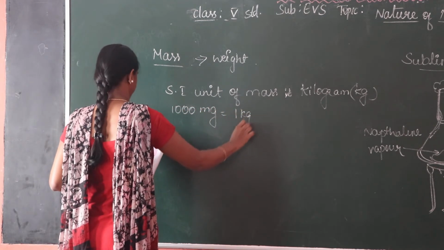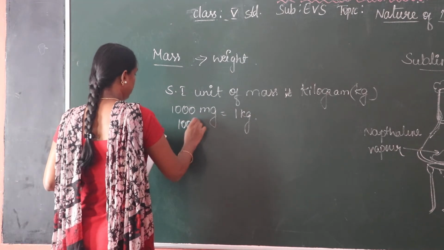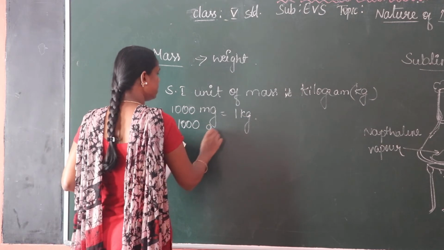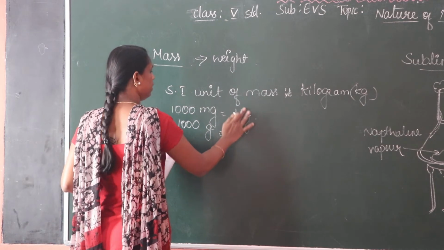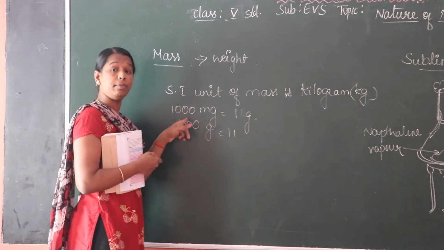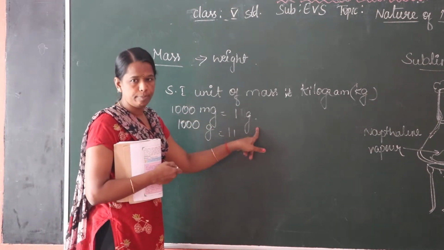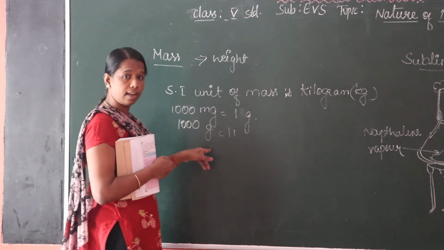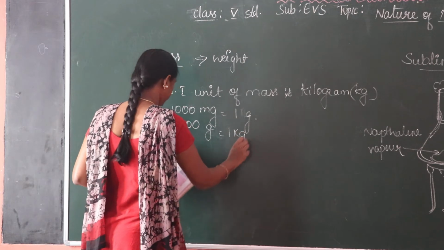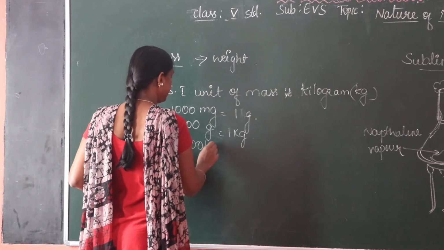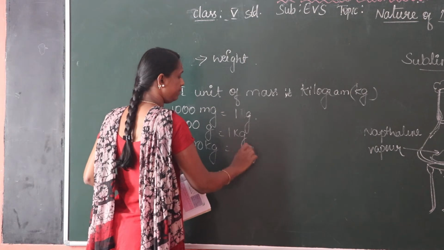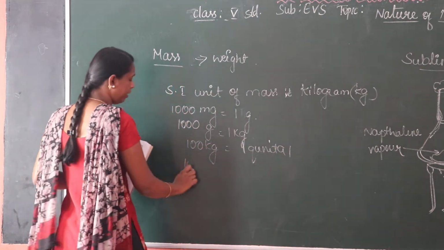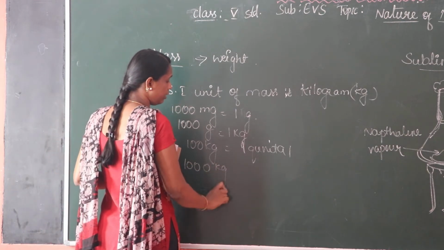For example, you know that 1000 milligram is equal to 1 gram. Clear? 1000 grams is equal to 1 kg. And then 100 kg is equal to 1 quintal. 1000 kg is equal to 1 ton.